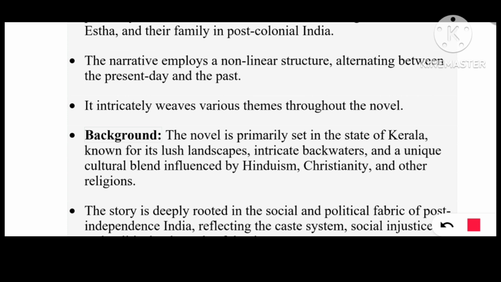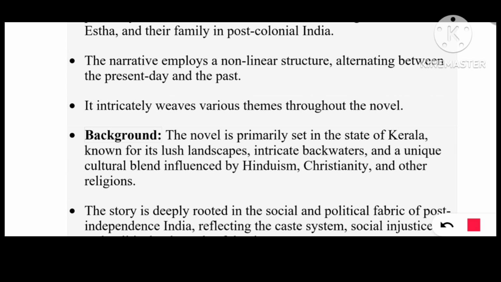See, The God of Small Things is a multi-layered narrative. One after the other we find explanation. Alright, in a different way the story is being told, and unless and until you follow each and every narration, you'll not be able to understand the essence of this novel.